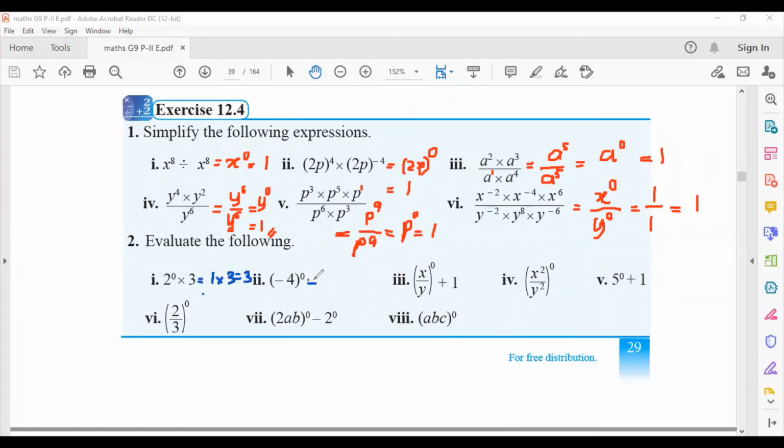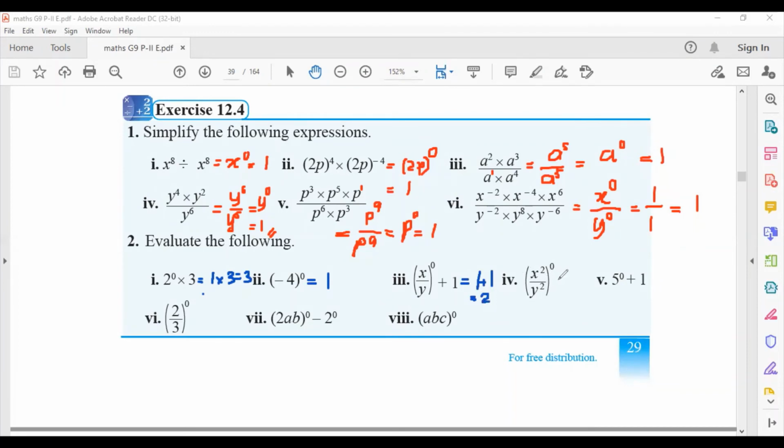Let's move to the second question. Any number to the power 0 is 1. Any number except 0 to the power 0 is 1. Therefore, this value is 1. Here 1 is there, plus 1. 1 plus 1 is 2. The answer is 2 there.